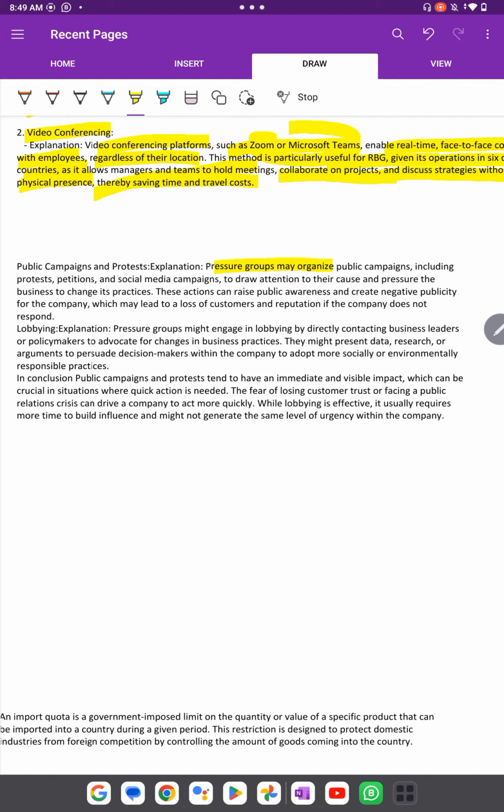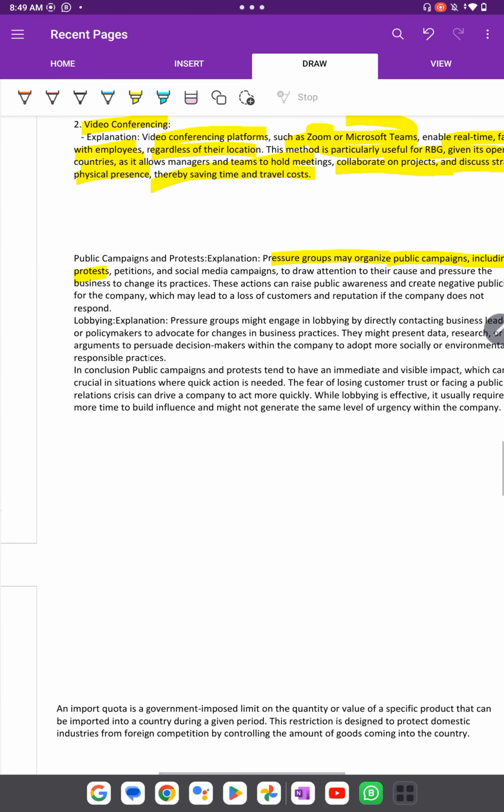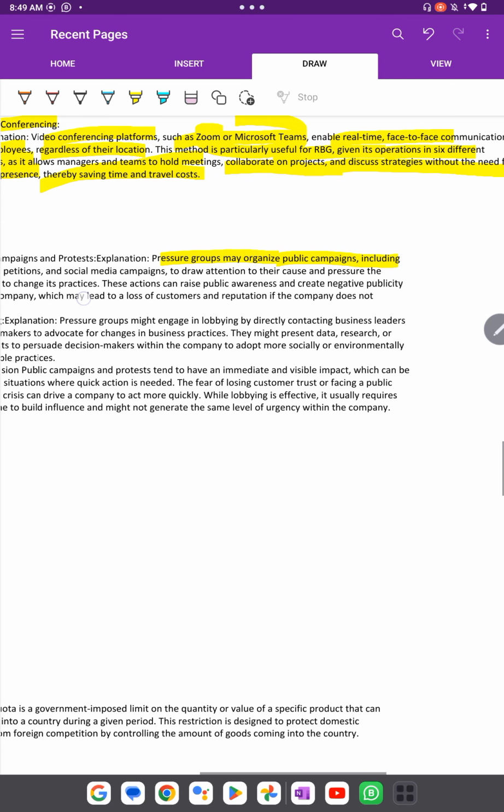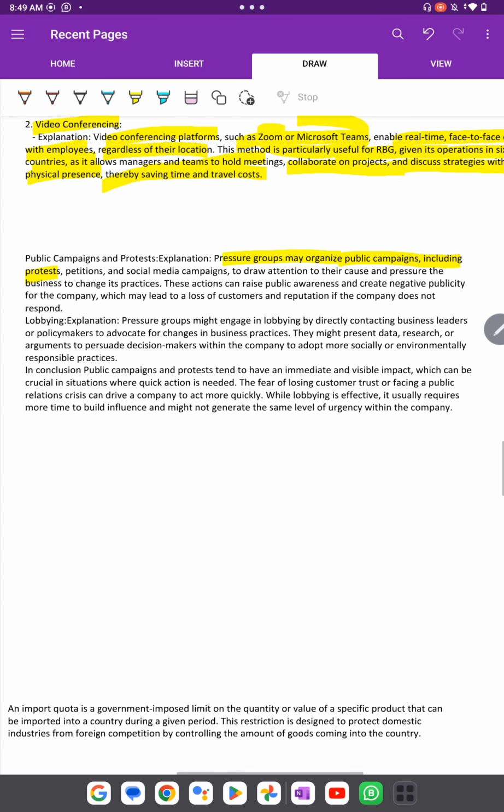So pressure groups may organize public campaigns including protests, petitions, and social media campaigns to draw attention to their cause and pressure businesses to change practices. These actions can raise public awareness and create negative publicity for the company, which may lead to a loss of customers and reputation if the company does not respond. Second one would be lobbying.